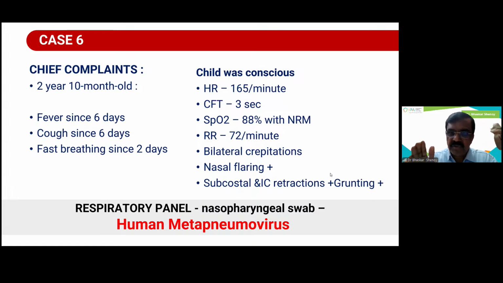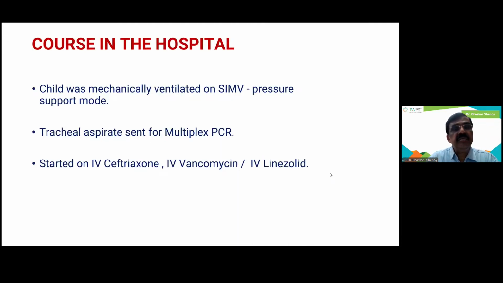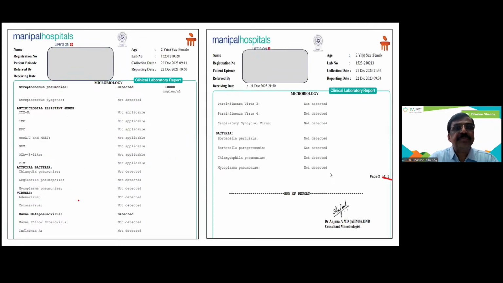It was a VIP patient. They treated for 2 days, but the child worsened, and this is the picture, something like ARDS. The child was ventilated, then shifted to our hospital. When we were intubating, the intensivists took a tracheal aspirate for multiplex PCR, and meantime ceftriaxone and vancomycin were started. The report came: Streptococcus pneumoniae detected. Of course, human metapneumovirus was also detected.